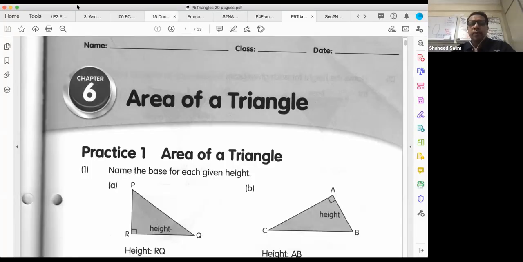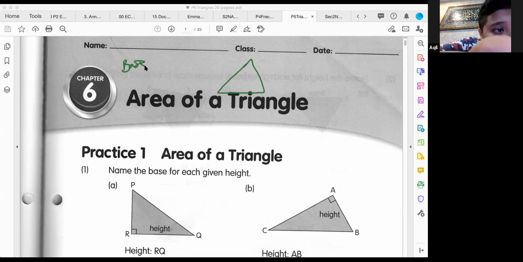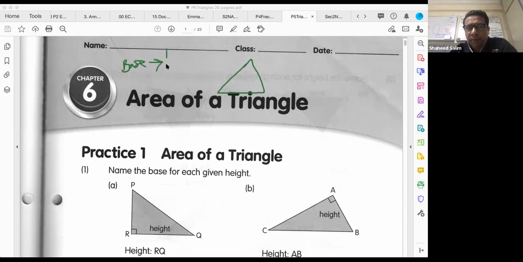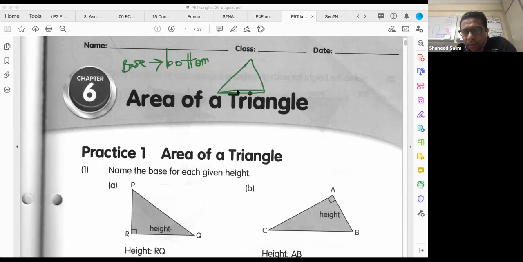Okay, so now down here, you notice a triangle has three sides, right? It can be here, here, here. If you see the word base, base means what? The bottom. So this one now is the bottom.